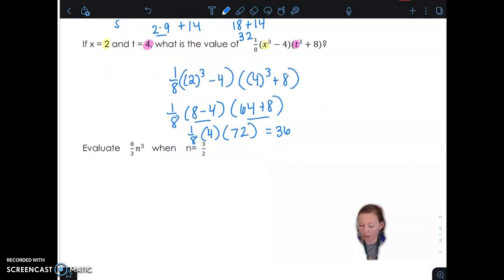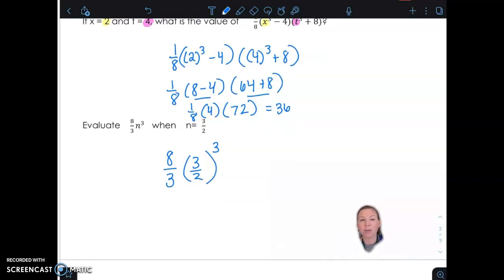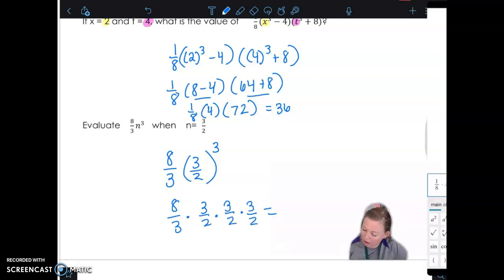Okay, the last one on here is 8/3 n to the third power. So 8/3, don't be scared of the fraction, times n, which is 3/2, cubed. Excuse me, not squared. So really we're doing 8/3 times something cubed. We deal with the cube first. With fractions, it might help you to do repeated multiplication: 8/3 times 3/2 times 3/2 times 3/2. Then we can multiply it all the way across.